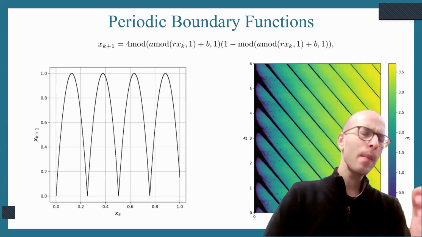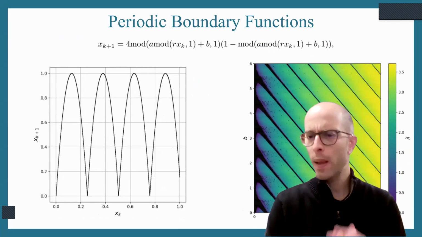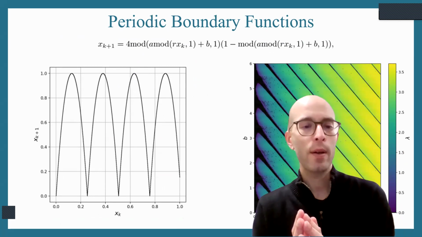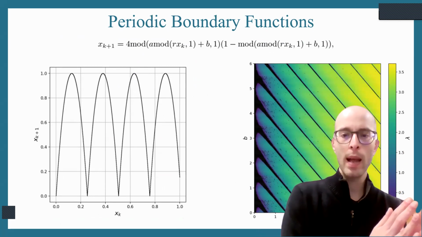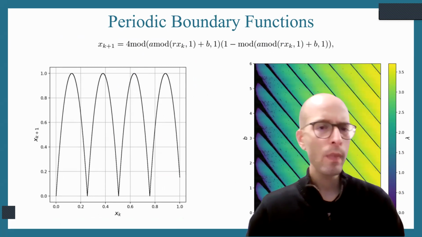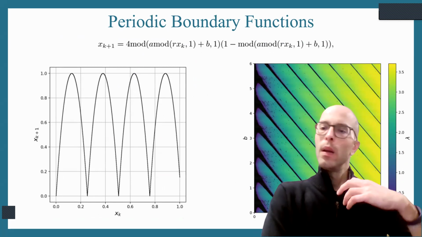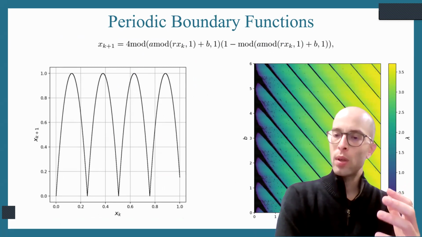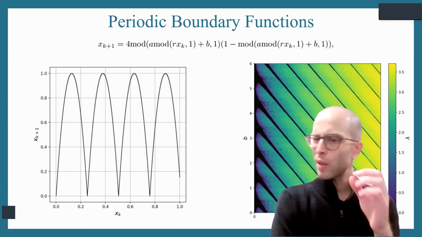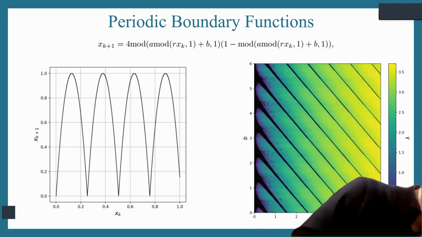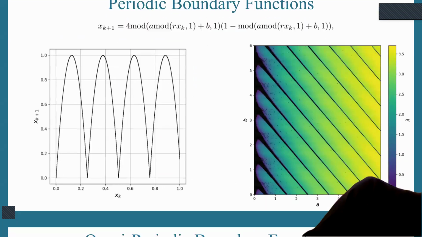I have a couple of examples in the paper, and I'm only going to focus on a couple of them. Here I have a periodic boundary function. On the left is the phase diagram, on the right is the Lyapunov exponent graph for two different parameters. We have wide regions where chaos appears, but it's somewhat interrupted by periodicity. So this is one of the examples we have.